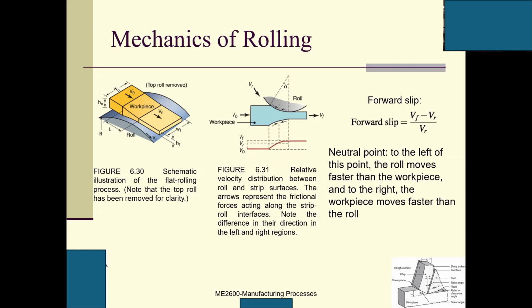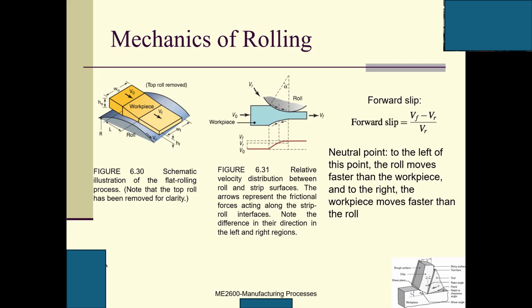So we have the original width, and this is the final width. This is the velocity here, VF is here. And this is the initial height, and this is the final height. So this is the roller, and the top roll is removed just for visualization purposes.